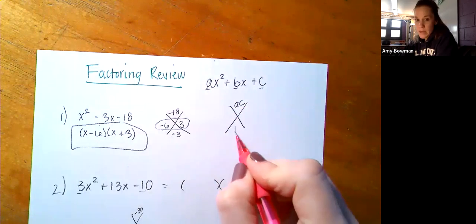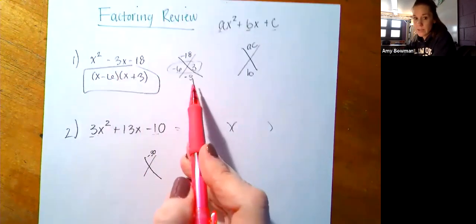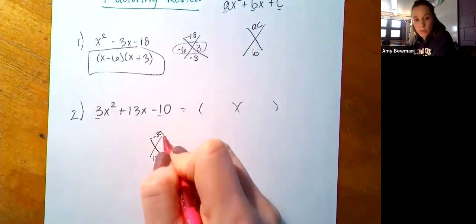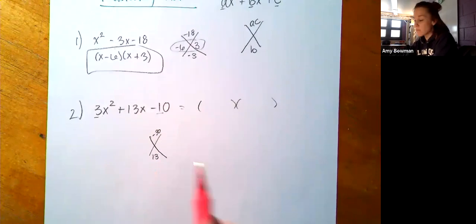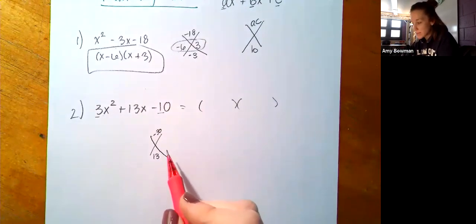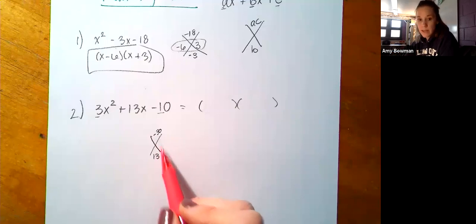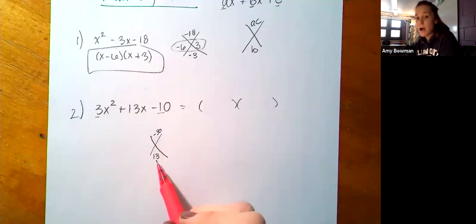And then b goes down here just like it did in the first example. So -3 went down there. In this case, 13 will go down here. So I start with -30 in the top and 13 at the bottom. Now I'm going to repeat that same process of thought. What two numbers multiply to -30 and add to +13?